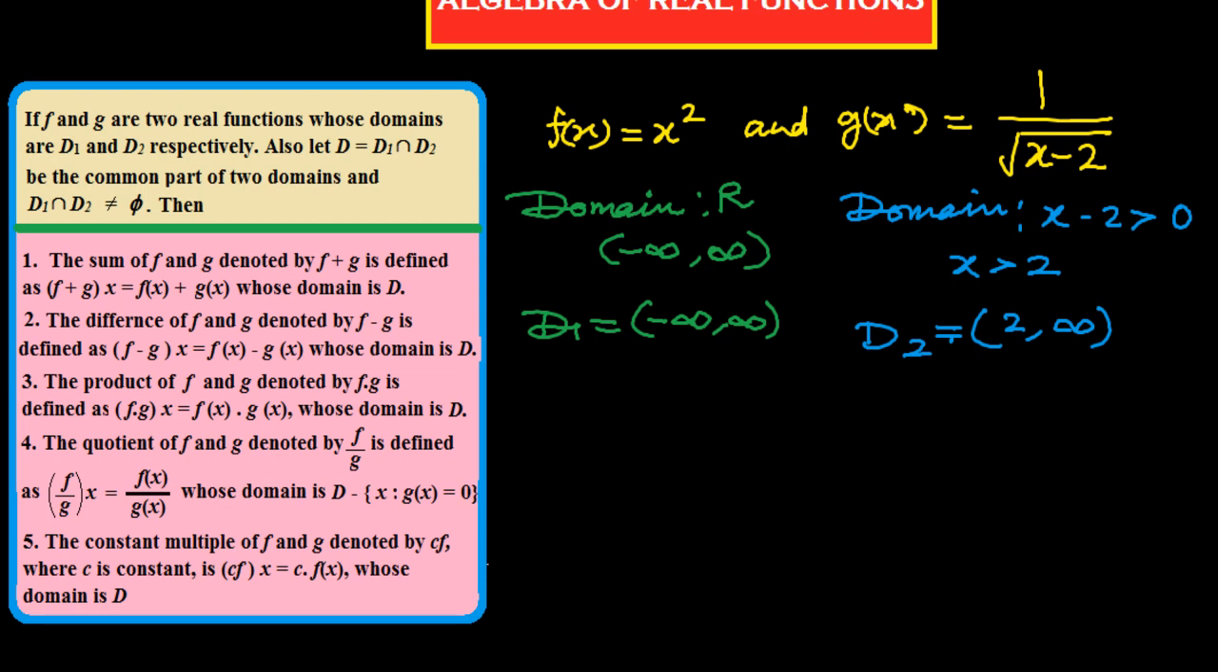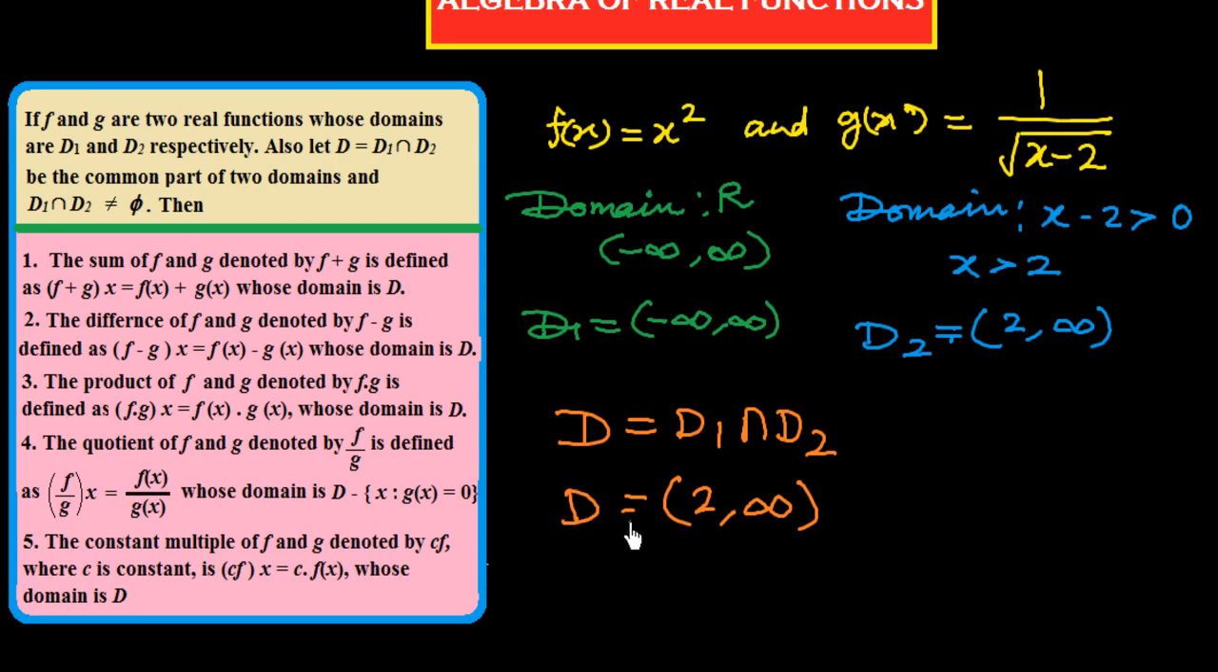So we need d. D is equal to d1 intersection d2. So d1 intersection d2 is 2 to infinity. This is our d. In this way we can find the domain for all sorts of algebraic combinations of these two functions, f plus g and the others. Everywhere the domain would be the same.